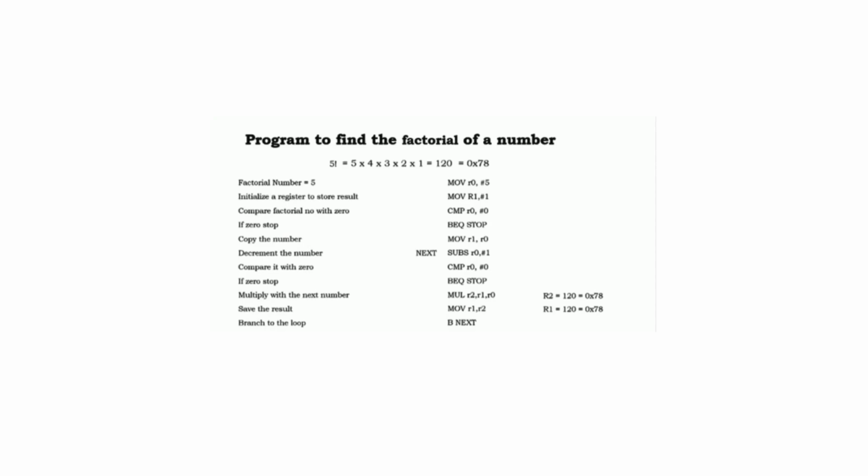Now, the same program is written in Keil MicroVision. We'll execute the program. We'll open this Keil MicroVision. We'll create a new project. We'll go to the Project menu, click on New MicroVision Project. You will give a name for this project. Give the name fact. We'll save that.